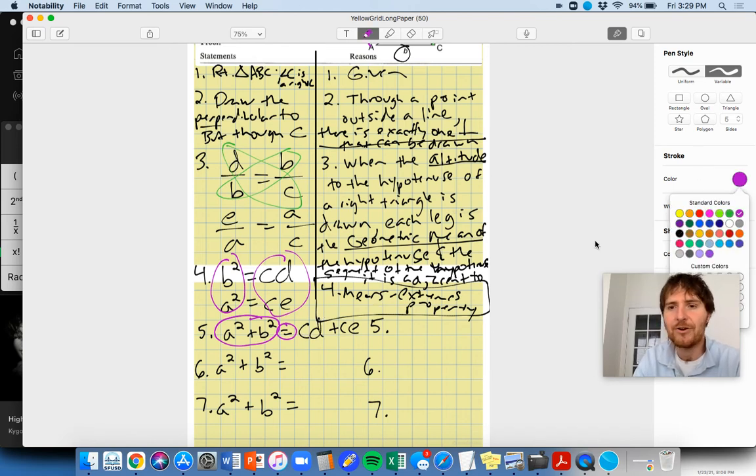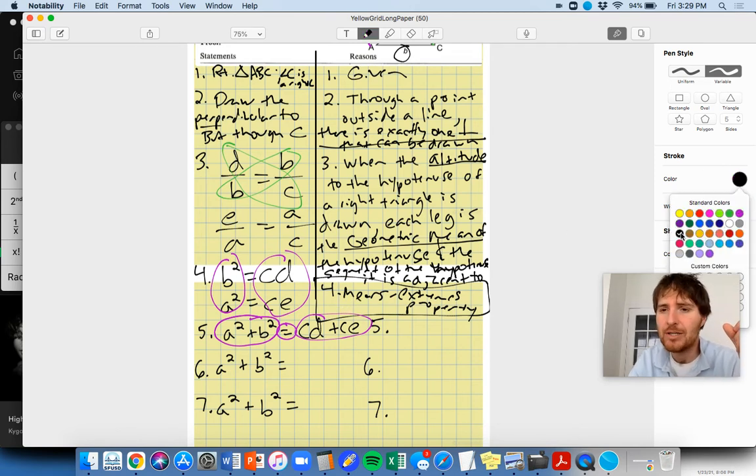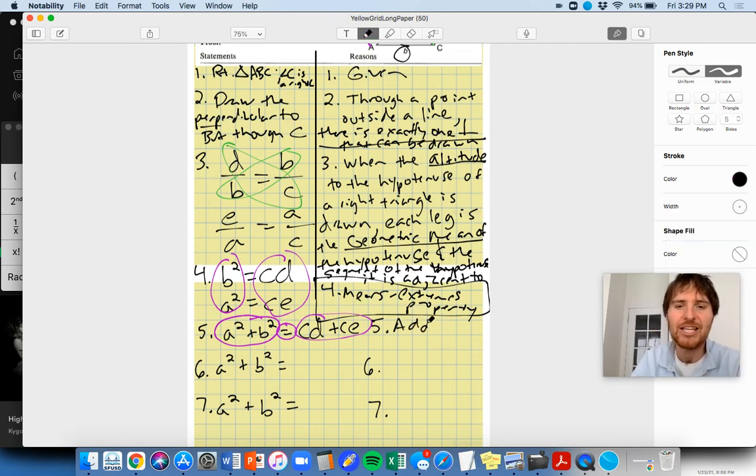We have two equations. We can add the left sides together, add the right sides together, and equality is preserved. What that is called is the addition property of equality. Addition property of equality. Boom, we got it.